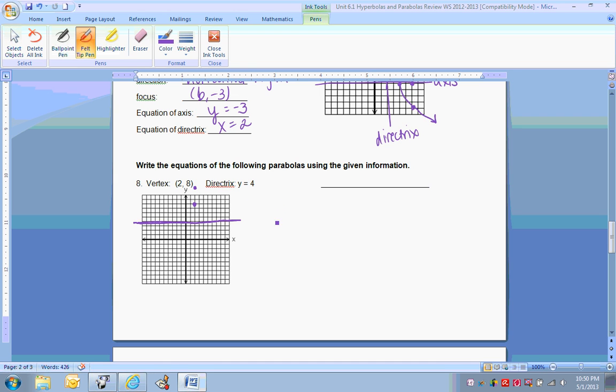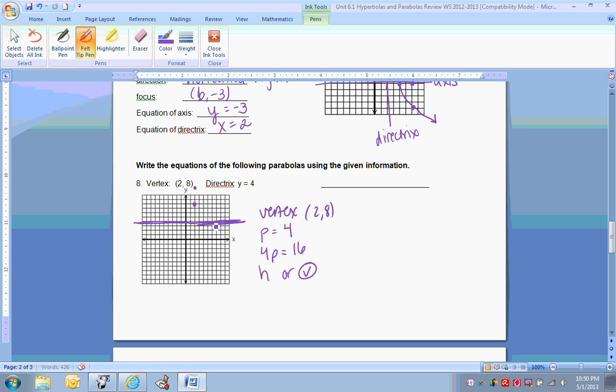And to write the equation of a parabola, you need to know the vertex, which they give us in this problem as 2, 8. You need to know the p-value. And when you know the p-value, you can find out what 4p is. And then you need to know if it's horizontal or vertical. So we know the vertex. And we know that since our focus is 4 above our vertex, it's going to be vertical. And since it's 4 above, our p-value is positive 4. So 4p has to be 16.